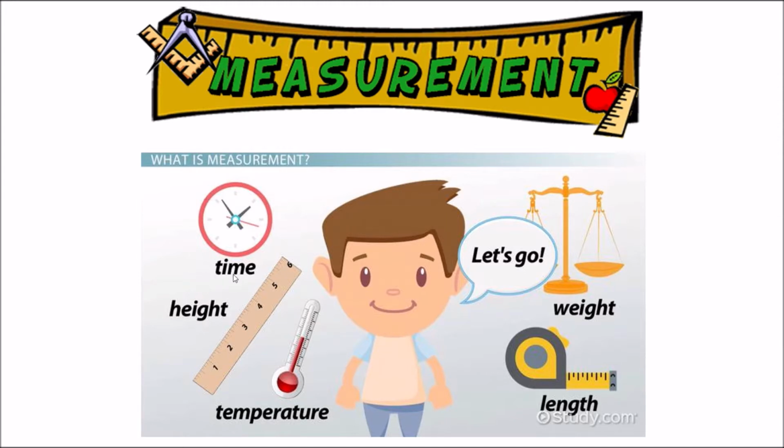Here we have time. We can measure time. We can measure height. Height is how tall we are. We can measure temperature. Temperature is how hot something is. We can measure weight using a scale like this one. And we can measure length, how long something is.